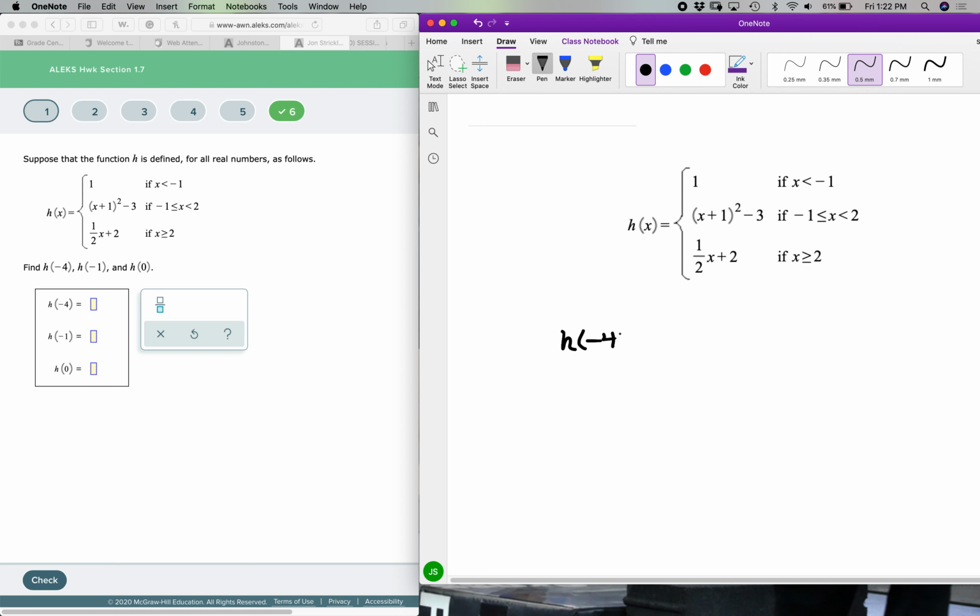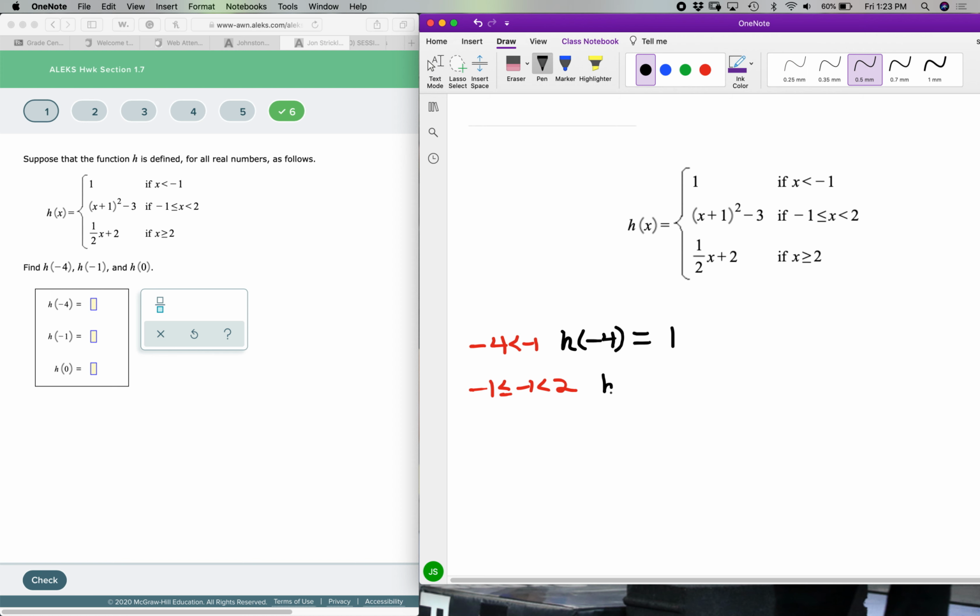Okay, so for h of negative 4, in terms of where negative 4 is situated, negative 4 is less than negative 1, so in consequence h of negative 4 is equal to 1. Now for h of negative 1, negative 1 cannot be less than itself, but it is equal. So for the compound inequality, negative 1 is less than or equal to itself, which in turn is less than 2. That is going to be a true statement.